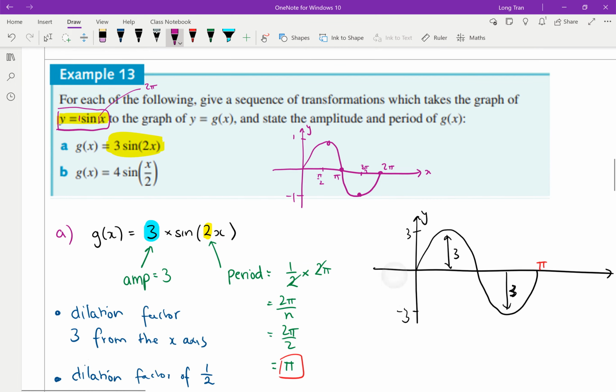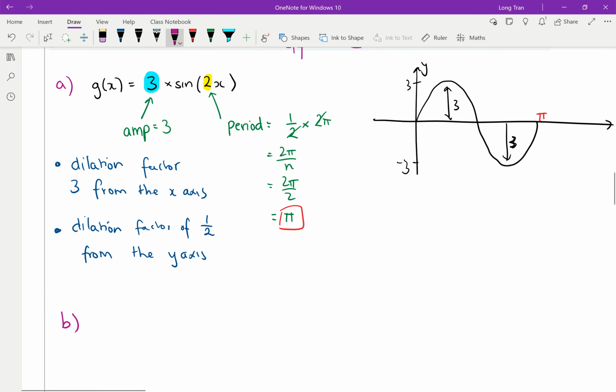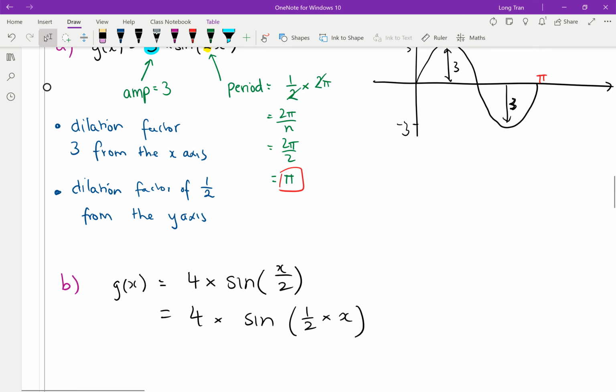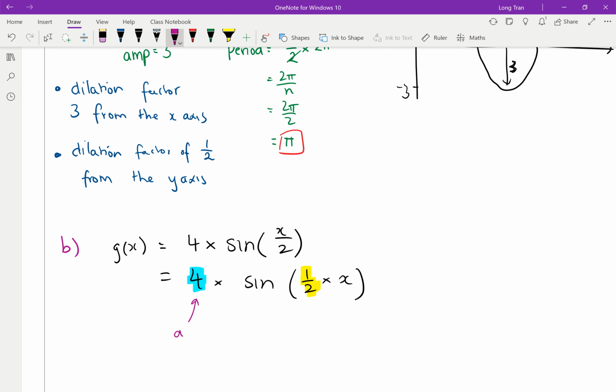So B, we've got g of x is 4 times sine of x on 2. Okay, so g of x is equal to 4 times sine of x on 2. Another way of looking at it is 4 times sine of half times x, if that helps you to visualize it. We again know this is the vertical dilation and this is the horizontal dilation, meaning horizontal stretch and vertical stretch. Okay, so we can see that again, this is the amplitude. So amplitude is clearly 4, so vertical stretch of 4.